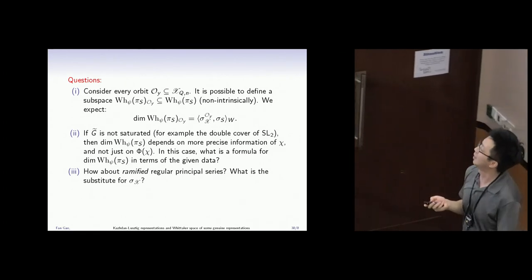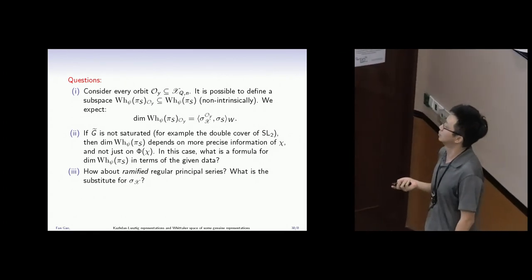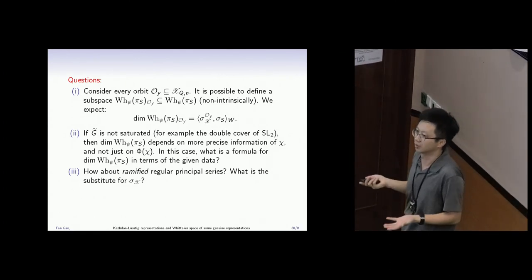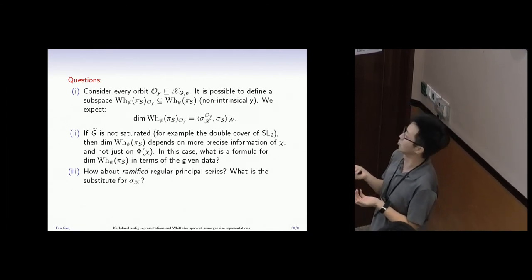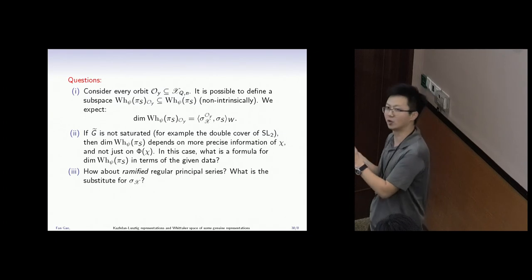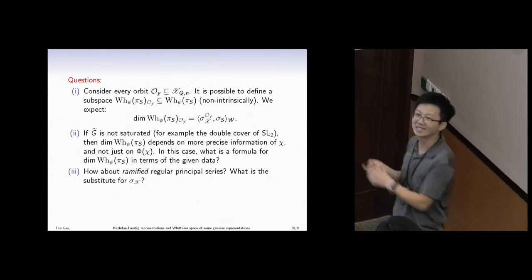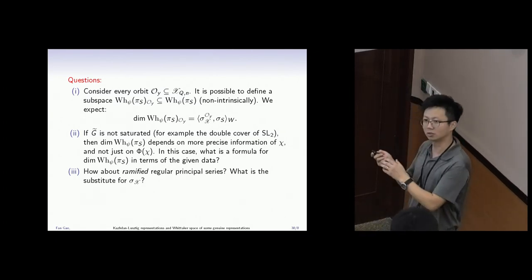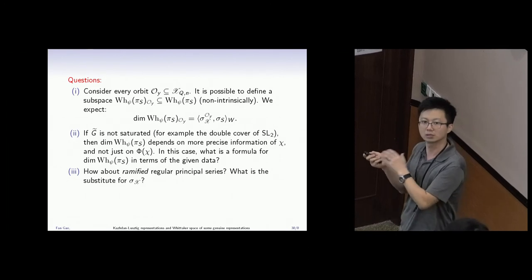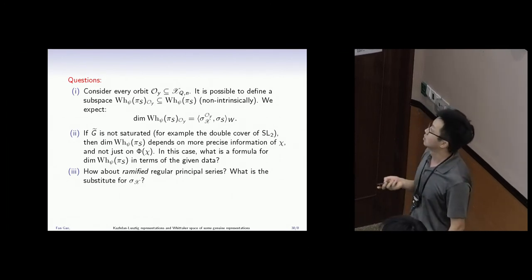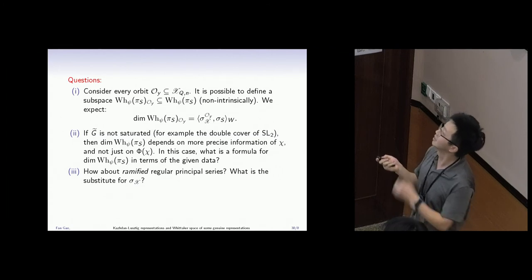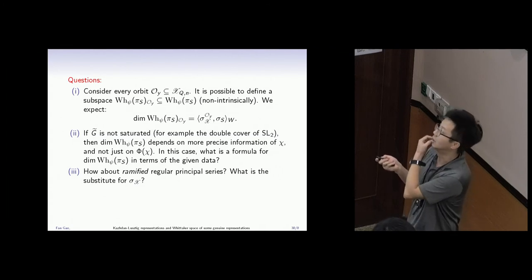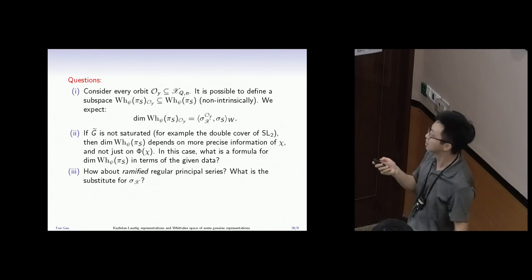Another question one can ask is, how about ramified regular principal series? What would be the substitute for this permutation representation? At the moment, I have no idea. I don't know any answer for this. Even computationally, I don't know any results here. So this will be the first cousin of the question I introduced from the second slide.